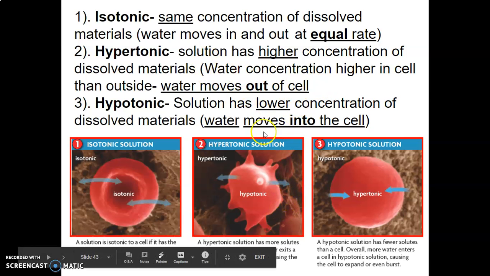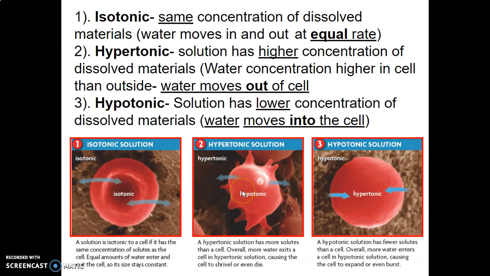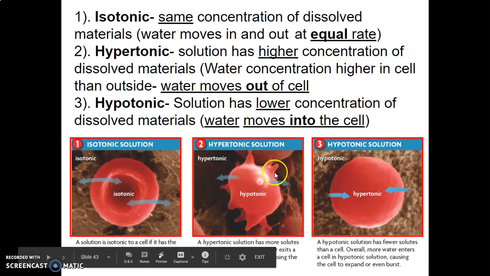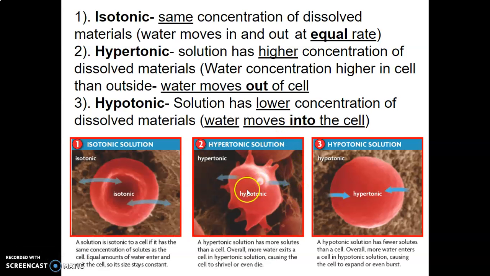That means the water concentration on the inside of the cell is greater. We always know water is going to move from a higher concentration to a lower concentration, so water is going to move out into this hypertonic solution. Hyper means greater, so it's got a greater amount of dissolved substances. If I said salt water here, there's more salt in here than there is inside the cell. So there's a greater concentration of water right here in this cell.